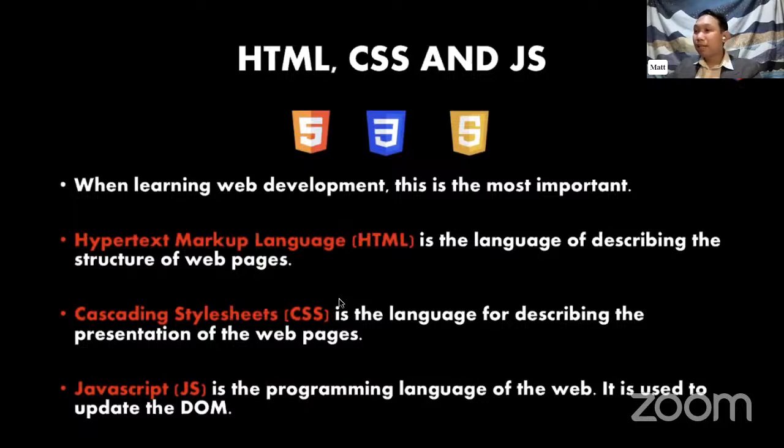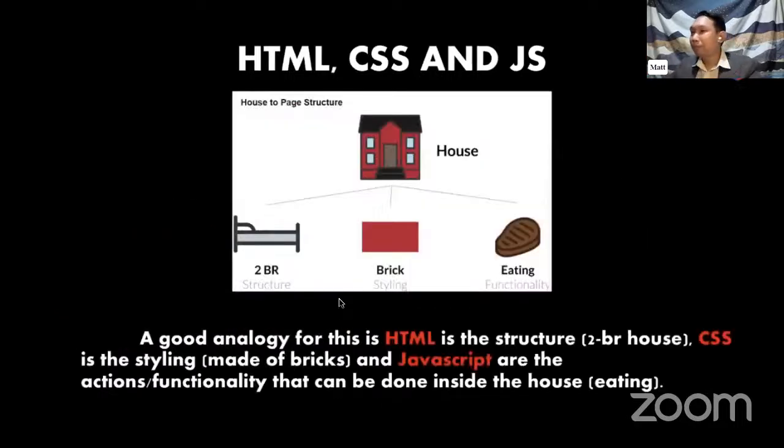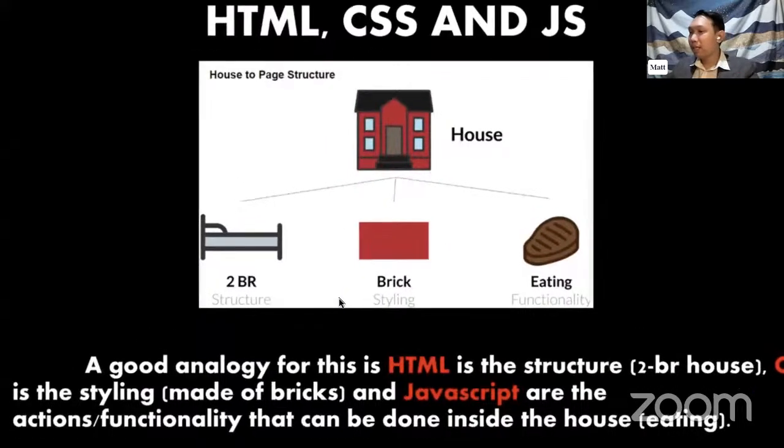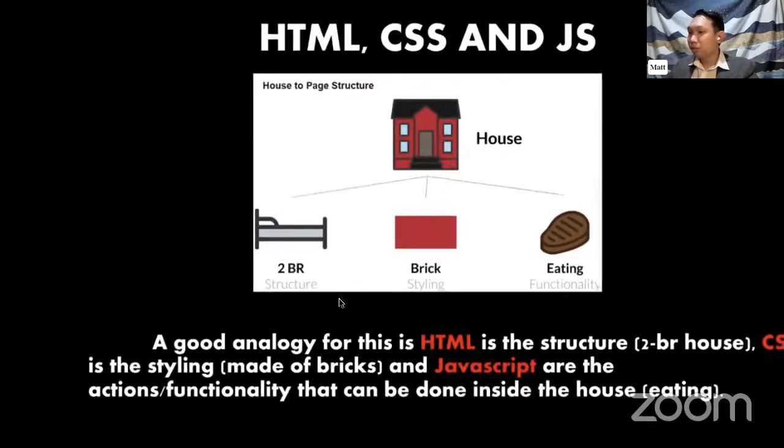Okay, then HTML is the language for describing the structure of web pages. CSS is for the presentation, while JavaScript is the programming language of the web. It's used to update the document object model. To better understand this, I will give you an analogy. For example, a house. So if you try to look at the picture, the HTML is the structure. So what kind of house do you want? Is it a two-bedroom, a one-bedroom, an apartment, etc.?